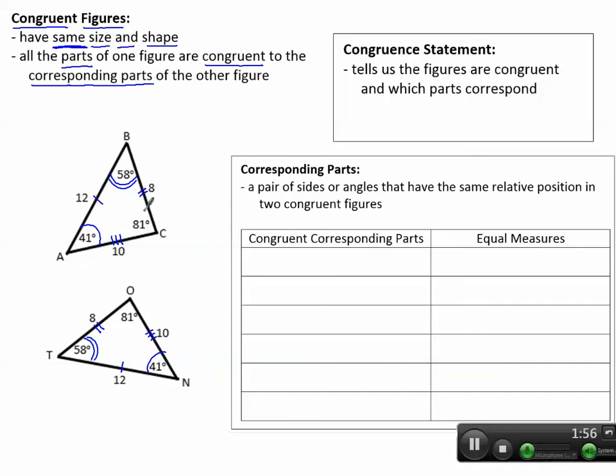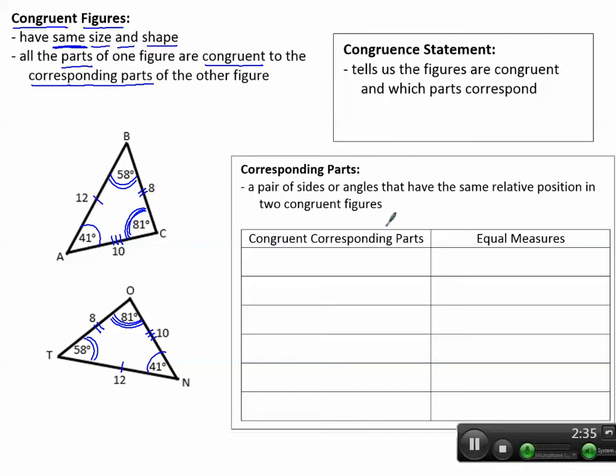Then we have angle C that measures 81 degrees, and over here there's an angle that measures 81 degrees. Now, the side that uses point C, for example, side AC, connects a 41-degree angle and an 81-degree angle. That's the side that says 10. Let's look over here at the side that says 10. It also connects the 41 and the 81-degree angle. So we do have congruent triangles here because the corresponding parts are congruent.